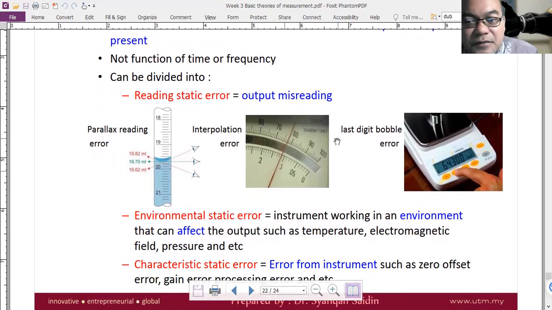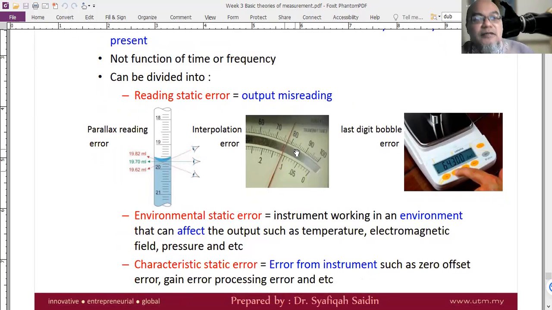We can have also similar when you are measuring with this, you have to really look here, when the shadow is not in parallel or in line with the needle, you know that you have parallax error. Okay. You have also interpolation error when the needle is in between two scales. What will then be the value? This is called interpolation. If your measurement reading is digital, then you will have the last digit bubble error. Usually when you use a digital balance like this, the last digit sometimes is bubbling, changing values rapidly, because it's very sensitive.